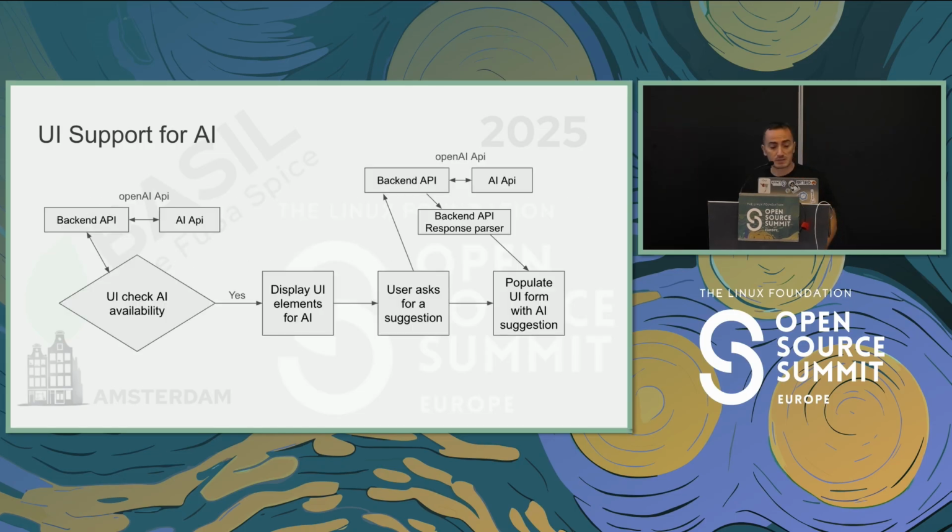So that's the workflow. Essentially, the UI checks the availability of the AI agent via the backend API of the BASIL tool. If it's available, it will display additional UI elements like buttons to help you interact with these features. And when you ask for suggestions, the backend will interact again with the AI API, sharing the context of your analysis, so the software component that you are working on, the piece of reference document or specification that you want to analyze, and it will return some feedback that, if it's possible to parse automatically, will populate the UI.